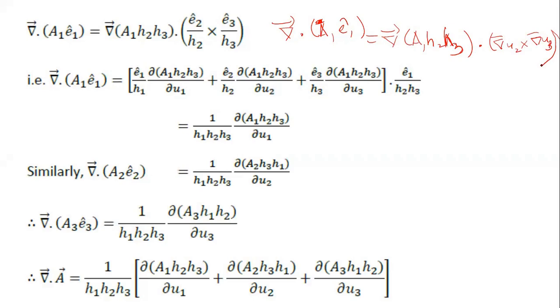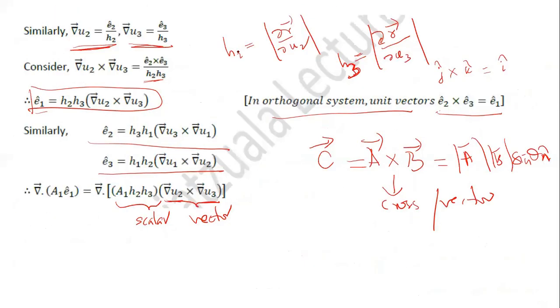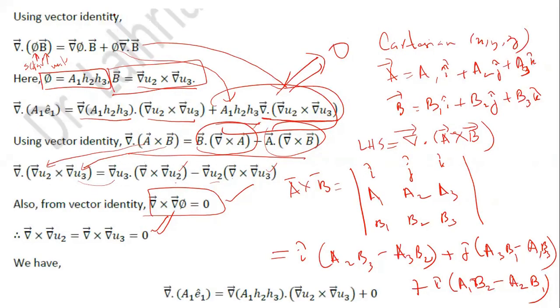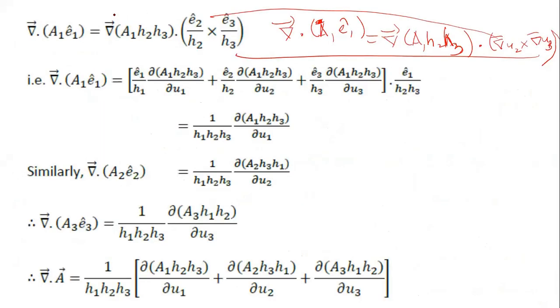So grad u2 is e2 cap upon h2, grad u3 is e3 cap upon h3. I think we have already deduced that. Yeah, here grad of u2 is e2 upon h2, grad of u3 is e3 upon h3. We have already deduced that. Now, therefore you can substitute back here. Now take the cross product. In orthogonal system, e2 cross e3 will be equal to e1. So instead of e2 cross e3, you can write e1.